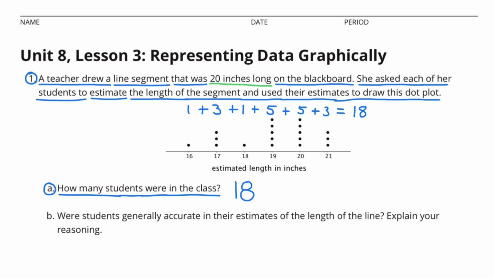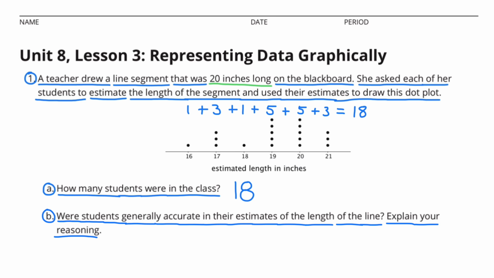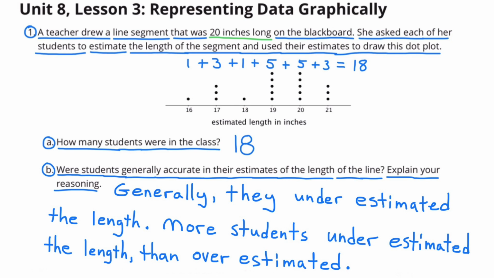I tallied each of the dots and I got 18. There were 18 students in the class. B. Were students generally accurate in their estimates of the length of the line? Explain your reasoning. Generally, they underestimated the length. More students underestimated the length than overestimated the length.